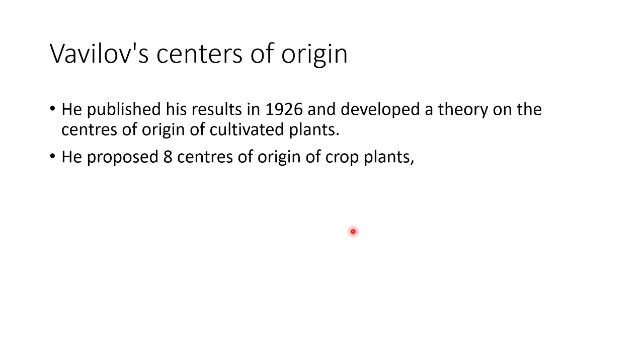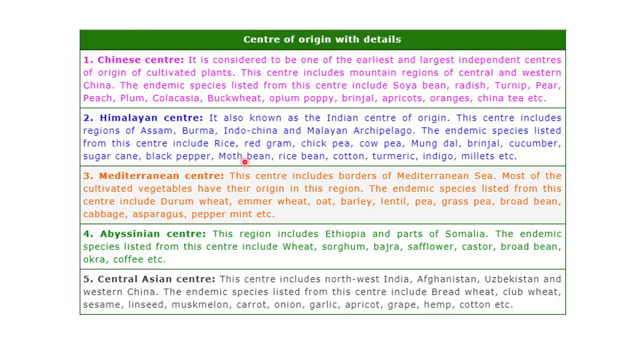Coming to the Vavilov centers of origin, he published them based on his studies of the plants which he collected for the Russian breeding program. He published his results in 1926 as the Vavilov centers of origin, developing a theory on the centers of origin of cultivated plants by looking at the morphology, anatomy, and other characteristics of the plants. He proposed eight centers of origin of the crop plants. We are now coming to the eight centers of origin.